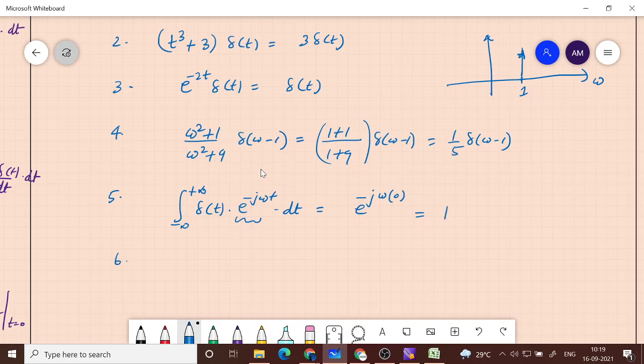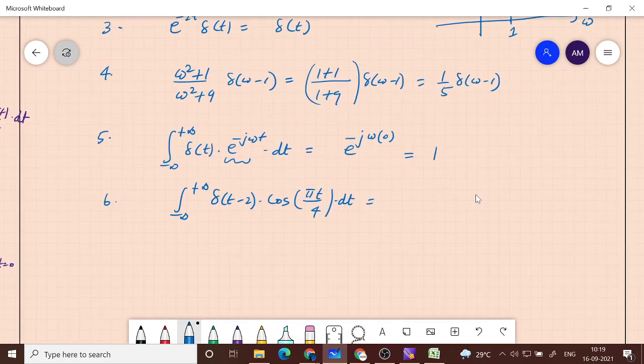Another one, integral from minus infinity to plus infinity, delta of t minus 2 into cos pi t by 4 dt. Where is the location of the impulse? Yes, 2. So you put cos 2 pi by 4, which is equal to cos pi by 2, which is equal to 0.